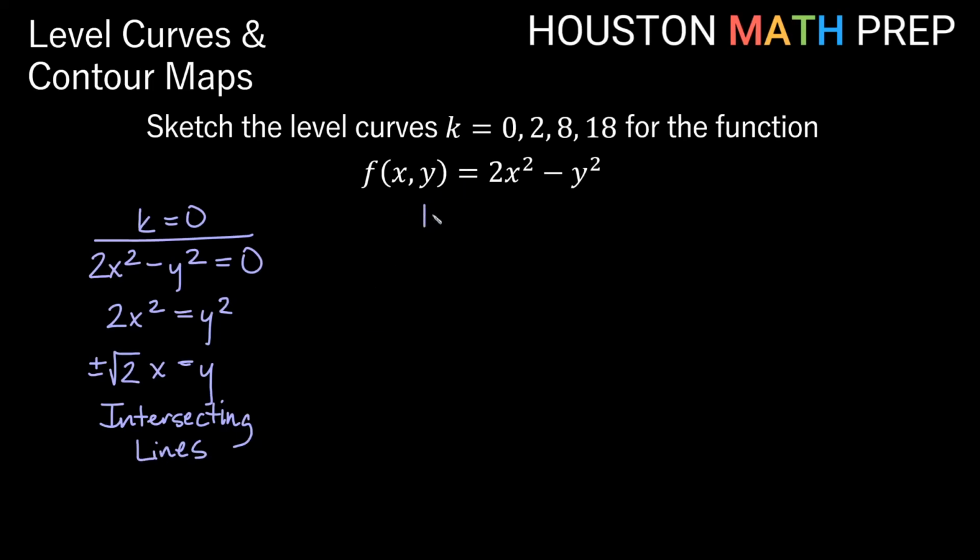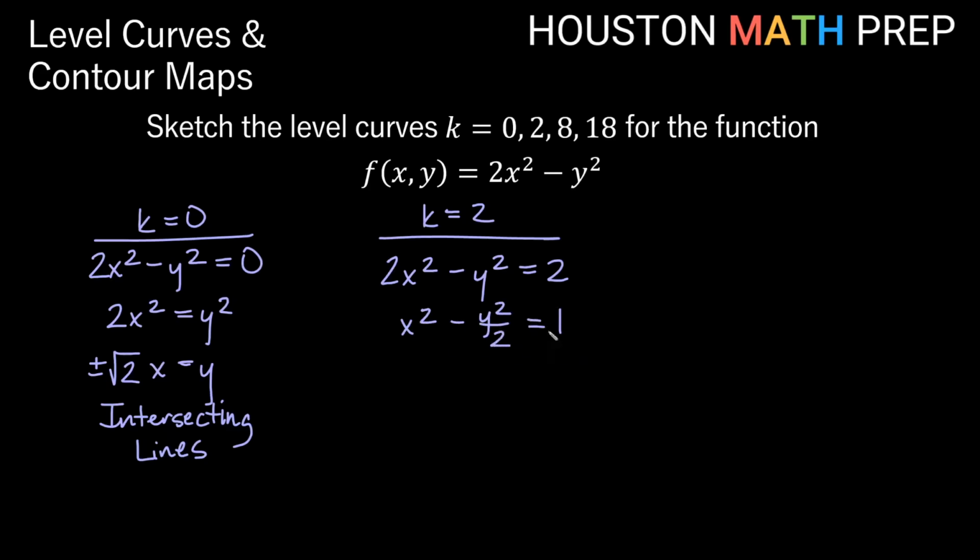If we look for this next one here, k equals 2, so slicing through our function at z equals 2 gives us cross section 2x squared minus y squared is equal to 2. And now here, this is no longer going to be a case of 2 lines. If we go ahead and divide this by 2, you might see what this is. x squared minus y squared over 2 is equal to 1. This is actually a hyperbola.